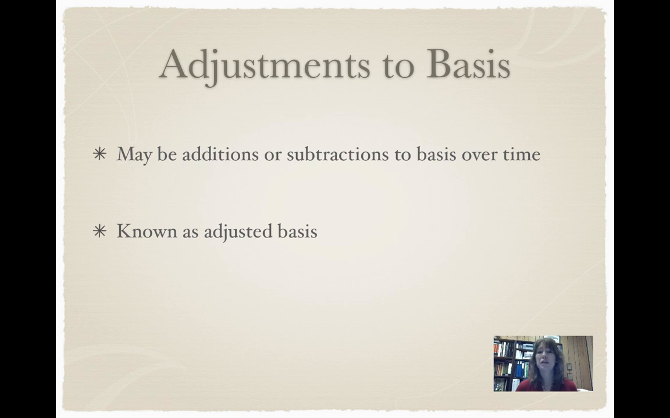Basis is not one of those things that stays static over time. We'll see adjustments to basis over the course of the ownership. These may be additions or subtractions to basis that occur over time. Once those adjustments are made, the basis is called adjusted basis. So that beginning equation I gave you that says you take the sales price minus the expenses minus basis really should say adjusted basis, because at the point of sale, it's the basis account as it stands at that point in time.